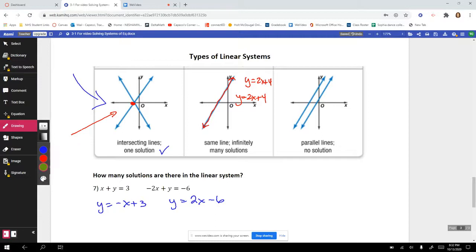Now, if we look at our third type here, our parallel lines. Parallel lines, they never touch. They have the same slope, but they have different y-intercepts. So for instance, something like y is equal to 3x plus 7, and y is equal to 3x minus 2. Same slope, different y-intercepts. Because they never touch, they have no solution.